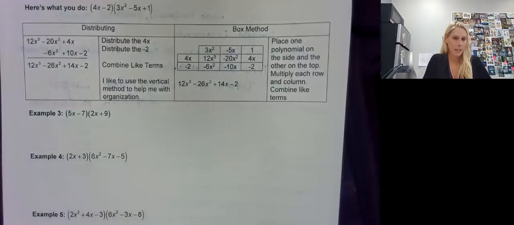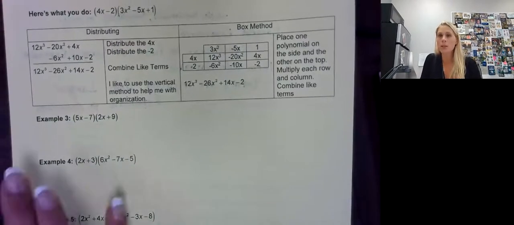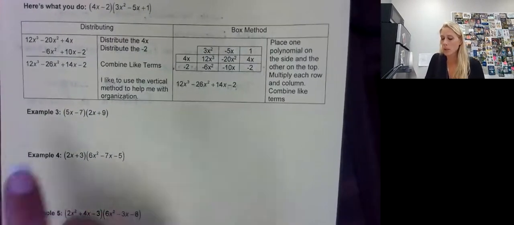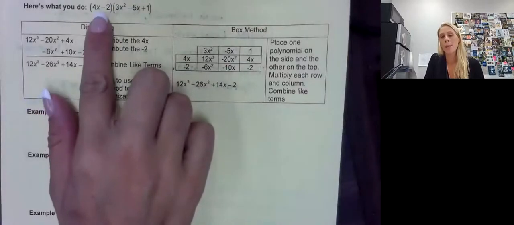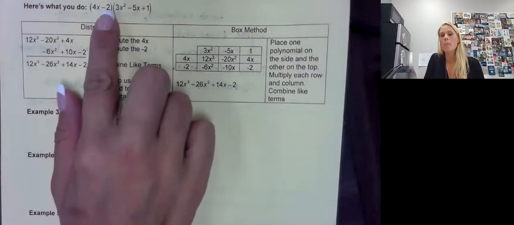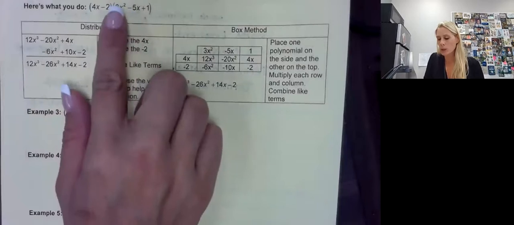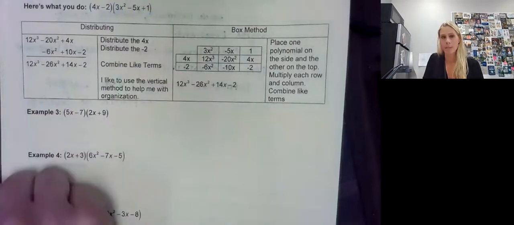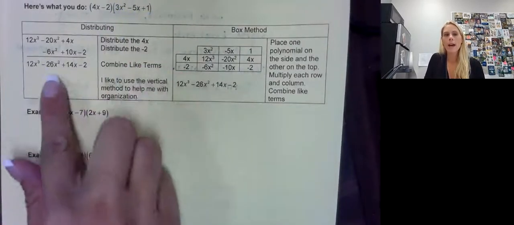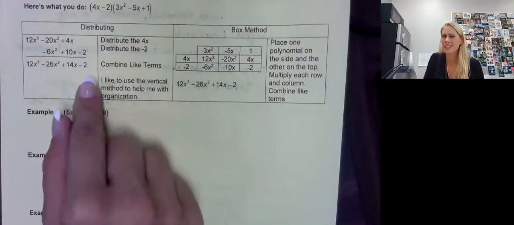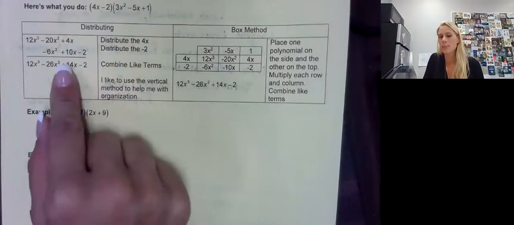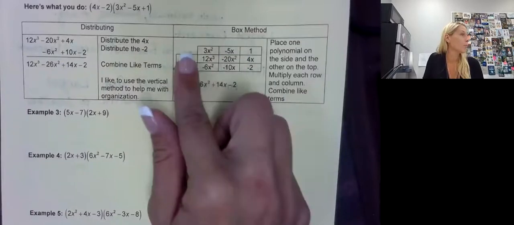So our next idea that we're doing is multiplication. There's a couple ways, again, to multiply. Here we have a binomial, 2 terms, multiplied by a trinomial, which is 3 terms. This one they have here as distribution, but it doesn't look so smooth to me. And then we have our box method.